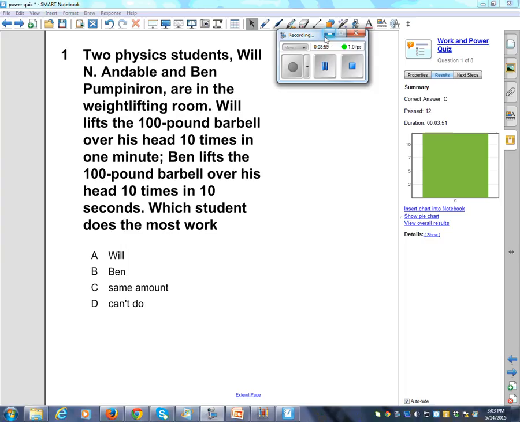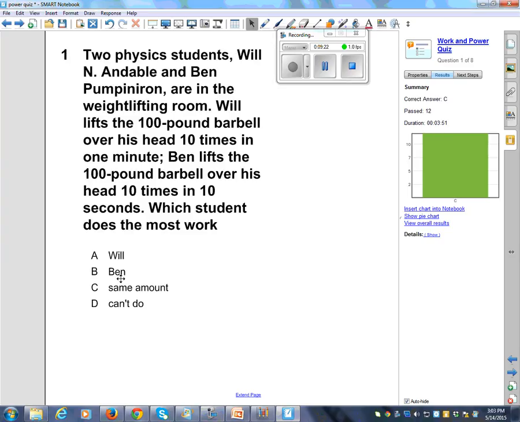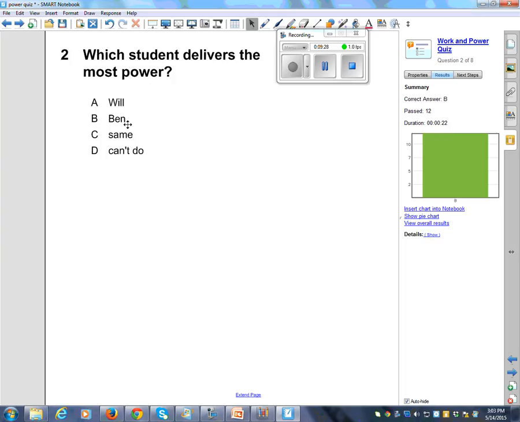Okay, so which student does the most work? It is the same amount, because it's the same amount of energy transfer. It doesn't matter who does it faster. The work is the same, right? But the next question is, which one is the most powerful? Why is it B, Ben? Because he does it in 10 seconds, whereas Will takes a whole minute. So it is B, Ben. Good job.